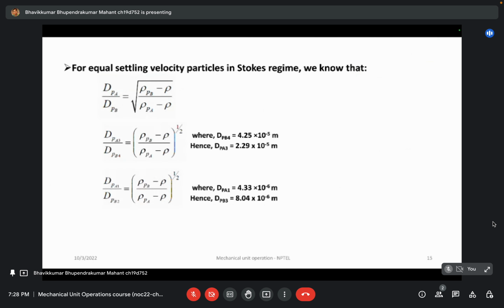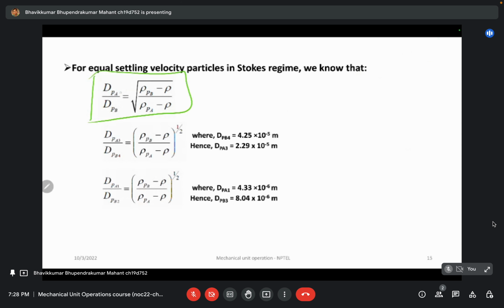Now for equal settling velocity, it is mentioned that the particles have equal settling velocity. So we have to rely on the diameter ratio. Since it is a Stokes regime, we will go for the square root of the ratio of density differences. So dpa by dpb is equal to under root of (rho pb minus rho) upon (rho pa minus rho).